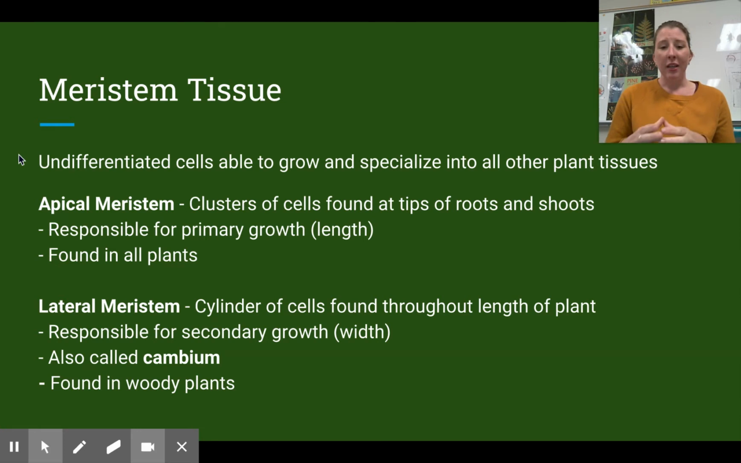Now, the plants that get wider, the woody plants, those also have a layer of lateral meristem. And so lateral meristem is found in a cylinder around the edge of the plant, found throughout the length of all of the plant trunk, stems, shoots, branches, and roots. It can also be called the cambium, and it's found only in woody plants, plants that get wider from season to season.